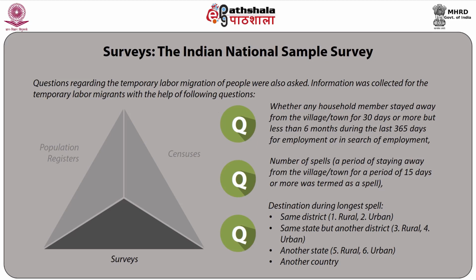B. Number of spells, that means a period of staying away from the village or town for a period of 15 days or more was termed as a spell. C. Destination during longest spell: same district, that may be rural or urban; same state but another district, rural or urban; another state, rural or urban; another country.